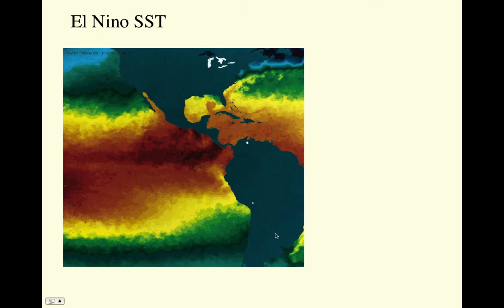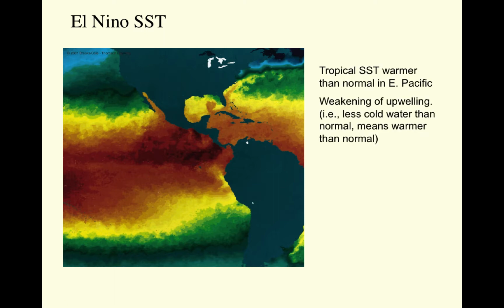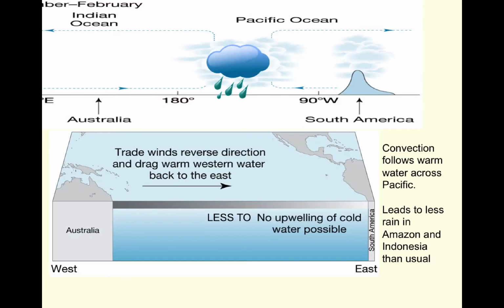Here's actually sea surface temperatures during a strong El Nino, showing exactly how warm the water gets. Compared to usual, there is no cold tongue as you'd expect during normal or La Nina conditions. Tropical sea surface temperatures warmer than normal in the Eastern Pacific during El Nino. Weakening of that upwelling, less cold water than normal, means warmer than normal.